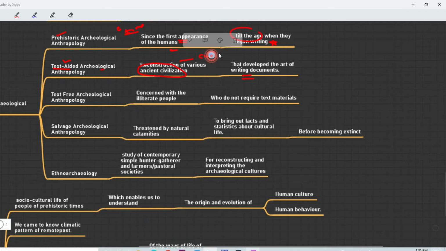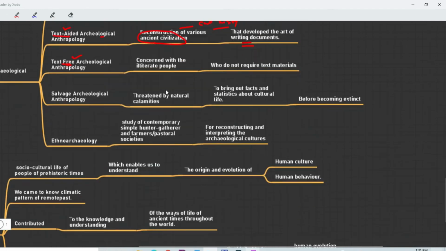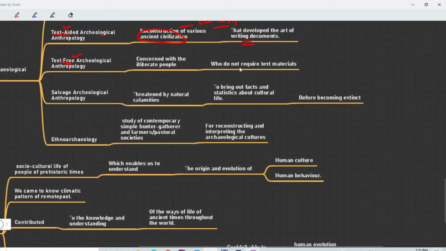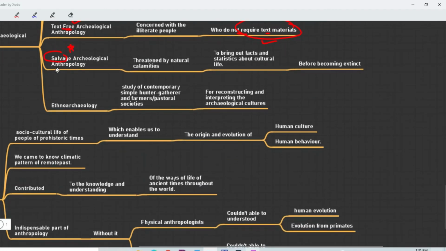Another important type is text-free archaeological anthropology, where the main focus is studying the remains of those cultures that do not have text materials. And then salvage archaeological anthropology. The main focus of this type is studying the remains of sites that are threatened by natural calamities, for bringing out the facts and statistics about the cultural life before it becomes extinct. Another important type is ethnoarchaeology, where it studies contemporary simple hunter gatherers, farmers, and pastoral societies for reconstructing, interpreting, and analyzing the archaeological remains.